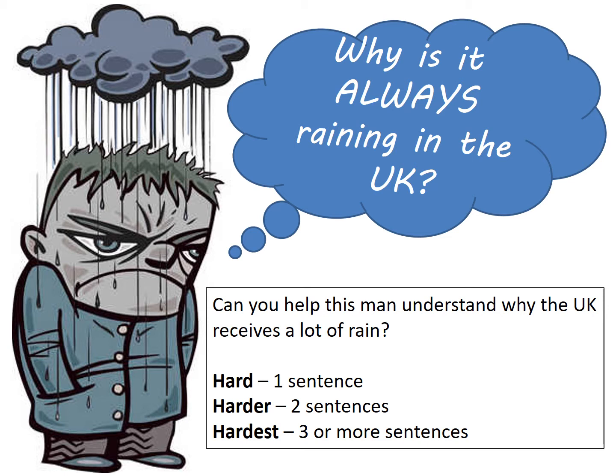Can you now please just pause this video, have a go at one of these three levels of challenge to explain to this poor man why the UK receives so much rain. If you're having a go at the easier activity, that's in one sentence. The harder one, two sentences, so more detail about the fact that we're in between two fronts. And for the hardest level of challenge, which I expect a lot of you to be having a go at, three or more sentences, so a full meaty paragraph explaining why we get a lot of rainfall in the UK.